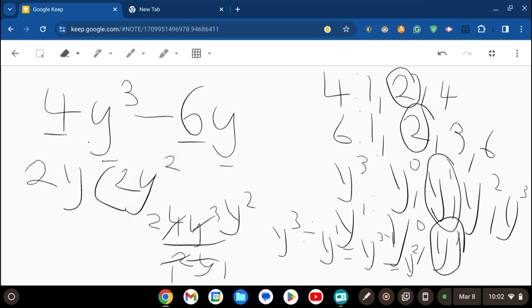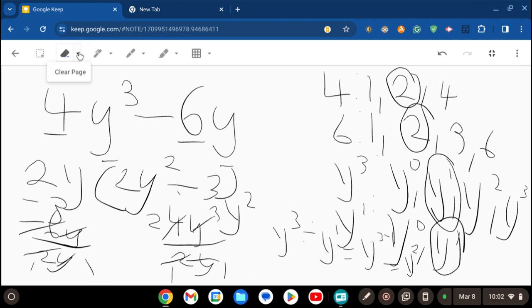And now we want to see how many times 2y can go into minus 6y. So that will be minus 6y over 2y. The y's will cancel each other, and 2 into itself is 1, and 2 into negative 6 will be negative 3. So that will just leave us with minus 3. Therefore, our answer will be 2y squared minus 3. Alright?